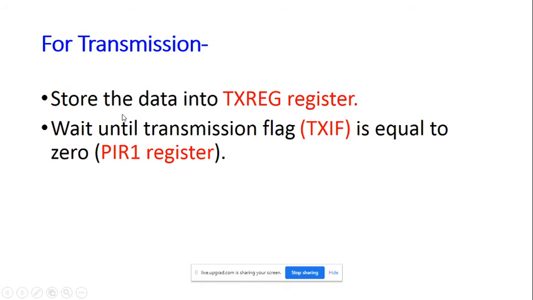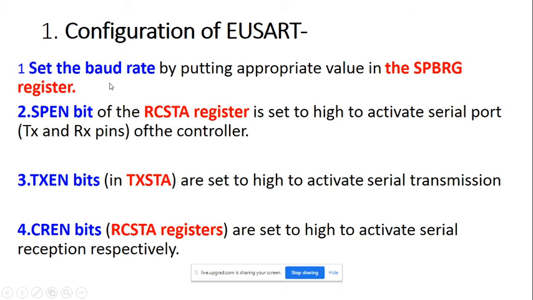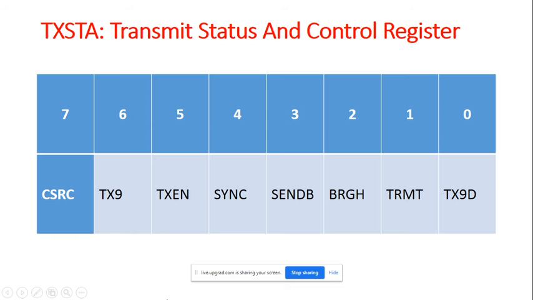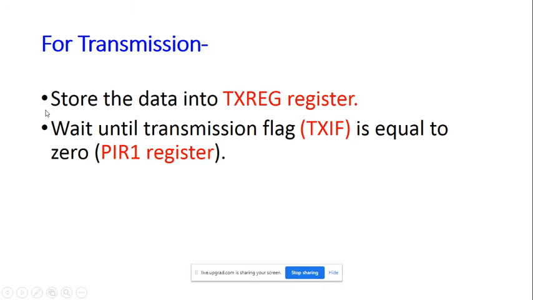Once all the configuration is over, meaning you set the baud rate, enabled the serial communication, the transmission process and the reception process, then we start the transmission. Whatever data you want to transmit, first place it into the TX register, that is the transmit buffer register. It converts that data into a package by adding a start bit and stop bit, and as per the baud rate, the package goes out through the TX pin.